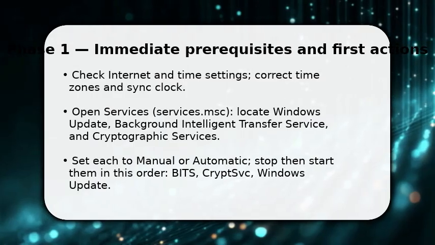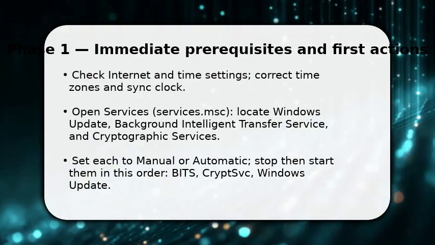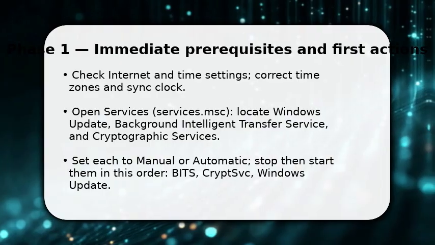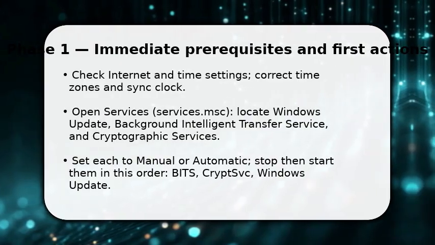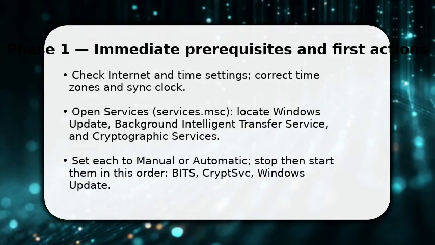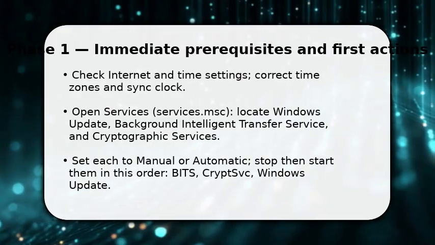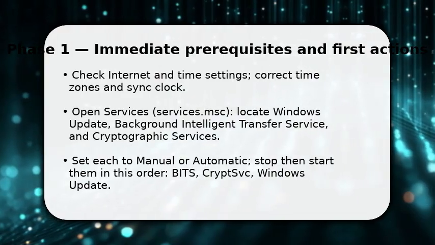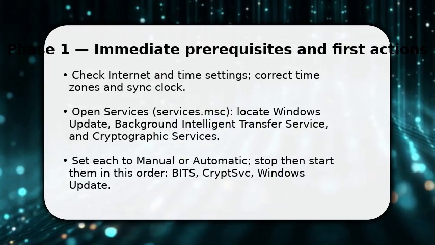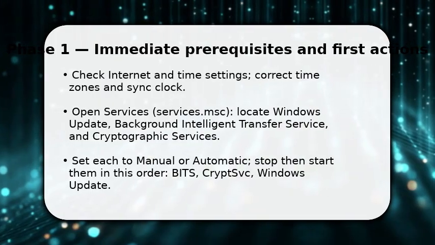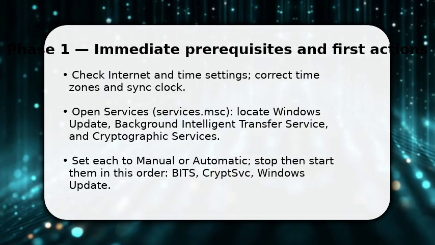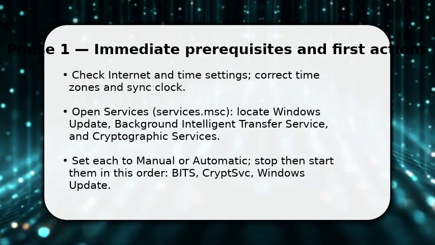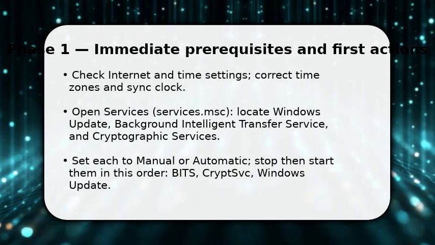You begin by confirming basics that often block updates, internet access and correct system time because certificates depend on it. Once done, open Services, type services.msc, and find Background Intelligent Transfer Service, Cryptographic Services, and Windows Update. Stop them if running, then set their startup type to manual or automatic as required. You do this to clear stuck processes and prepare the update engine. Make sure to proceed in that order so dependent services restart cleanly and error chains are avoided.